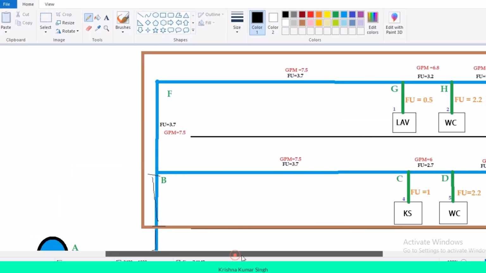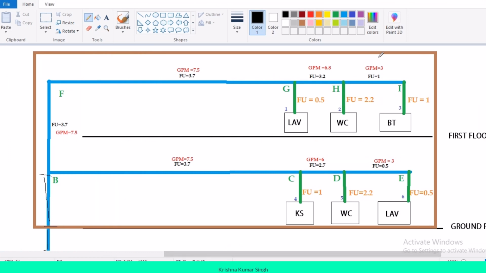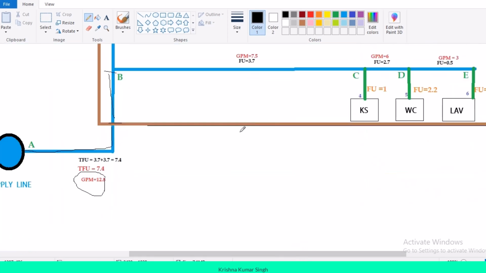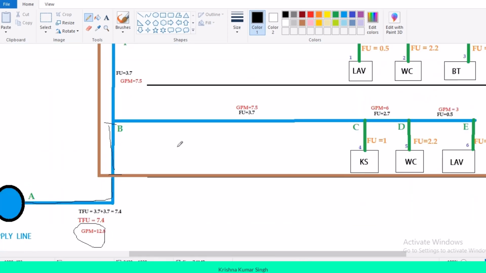In the next video I will write down all the dias over here and provide you this image as well, so that you can use this riser diagram in your actual practice.